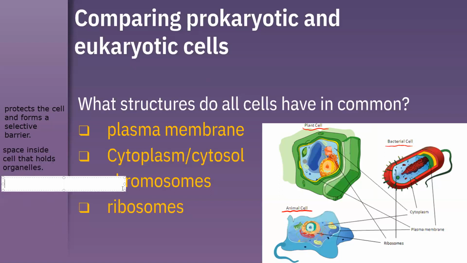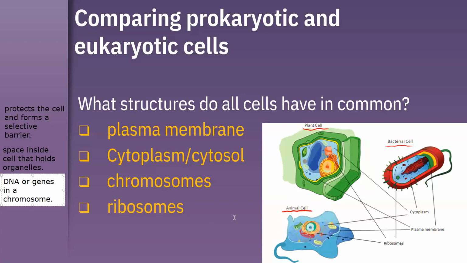All cells have DNA that are arranged in chromosomes. Whoops, in a chromosome. Okay, so all cells have DNA and genes that are arranged in a chromosome.